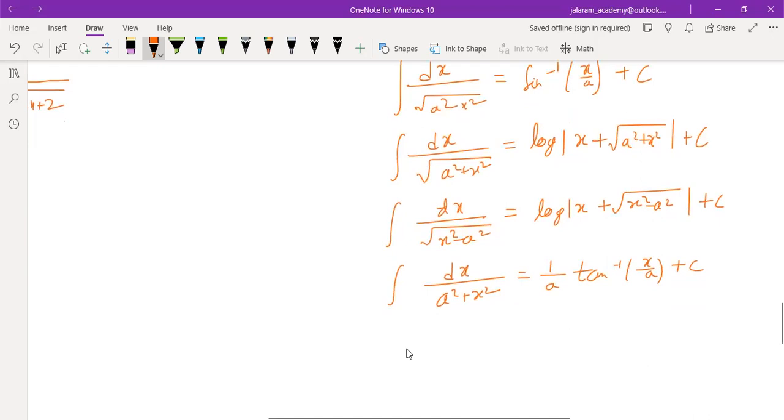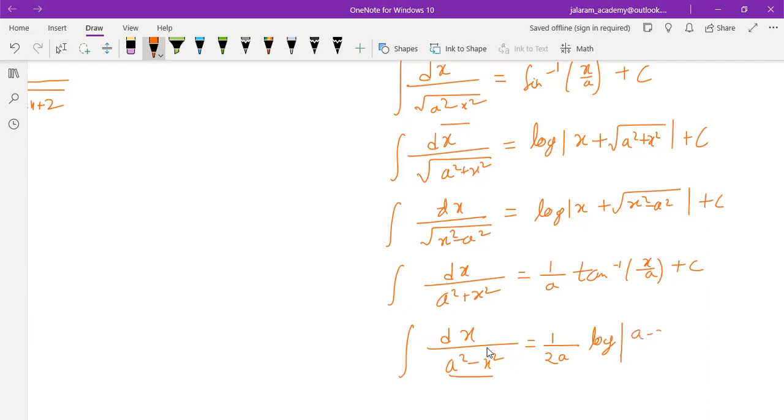And now we have learned two more formulas. Integration of dx upon a square minus x square is when there is no square root. When there is a square root, we have learned sine inverse x by a plus c. But when there is no square root, then dx upon a square minus x square is 1 by 2a log modulus of a plus x upon a minus x plus c.